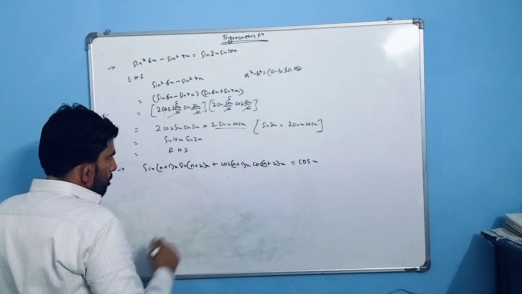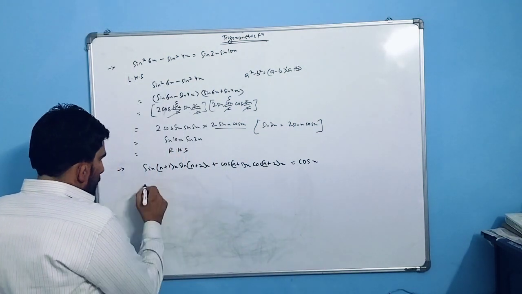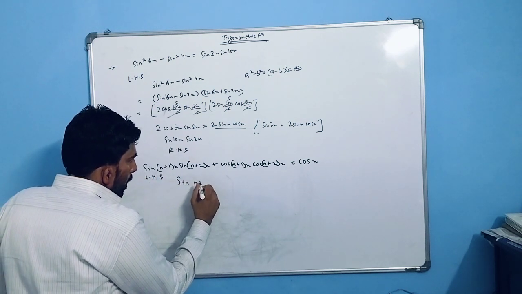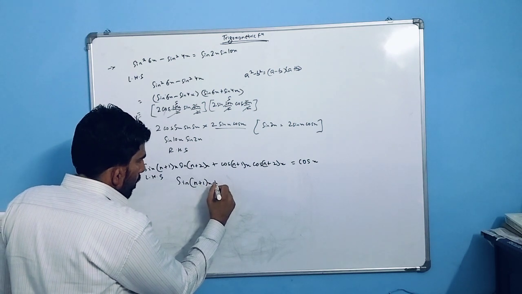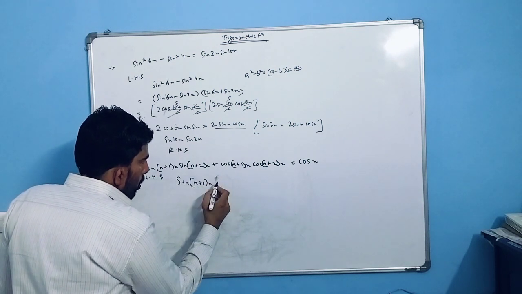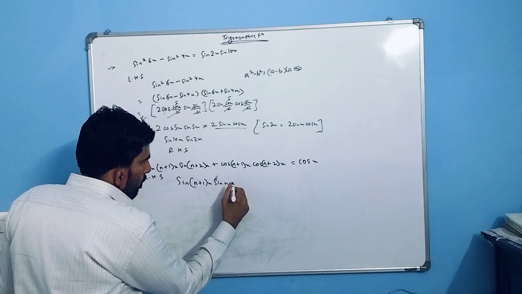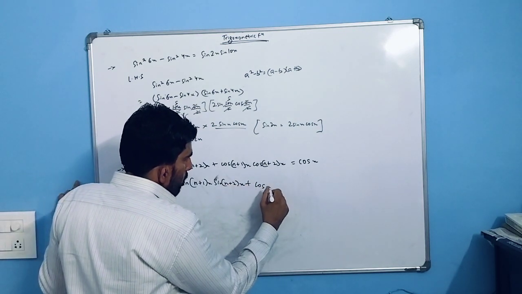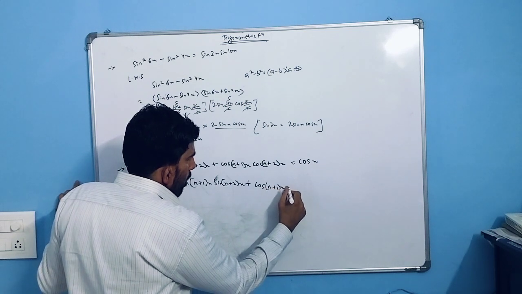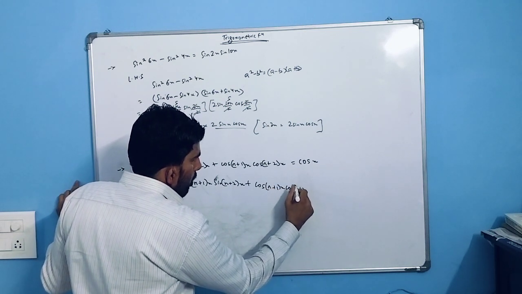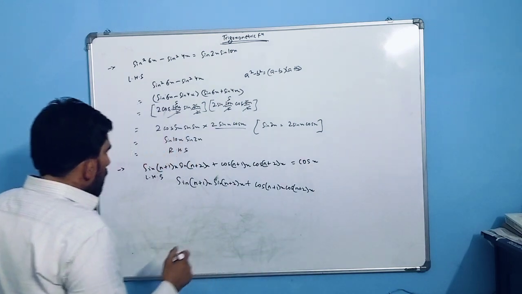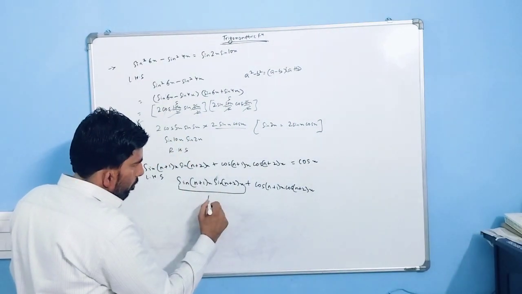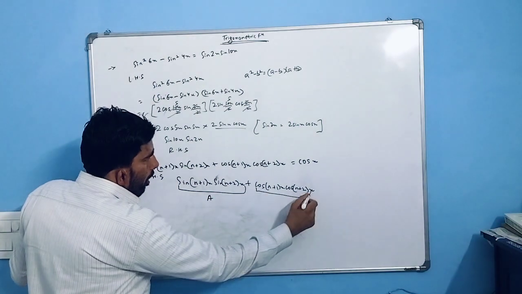So here, take the LHS, that is sin (n plus 1)x into sin (n plus 2)x plus cos (n plus 1)x cos (n plus 2)x. Okay. Now let us try to divide it into two parts, A and B.